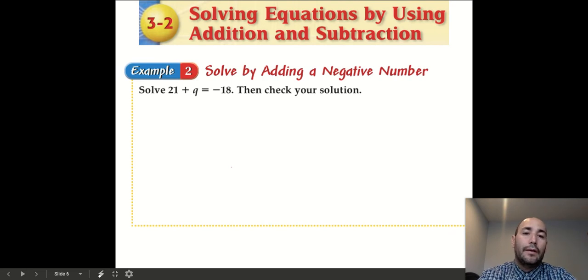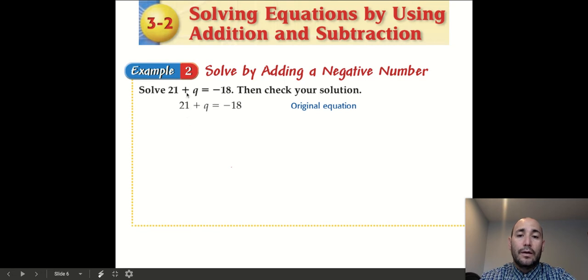Here, again, I'm going to solve by adding, because we know that if you add the same thing to both sides, it uses the property of equality to keep the equation true. And we're going to use it to isolate the variable. We're going to solve the equation by isolating the variable. So here I have 21 plus q equals negative 18. Step 1, let's write down our original equation. And then step 2 is to isolate this variable.